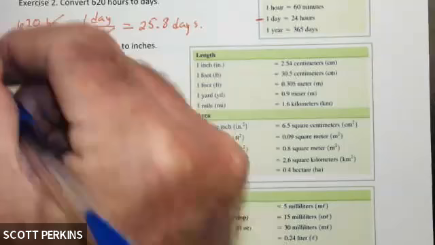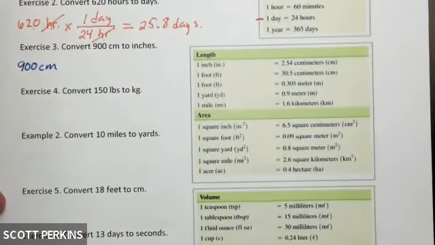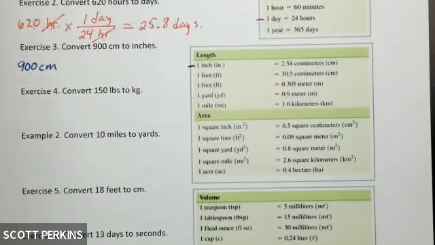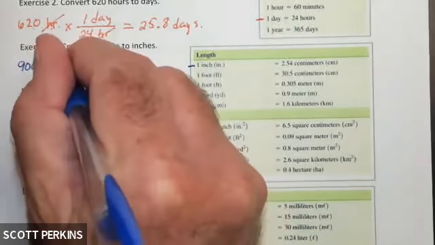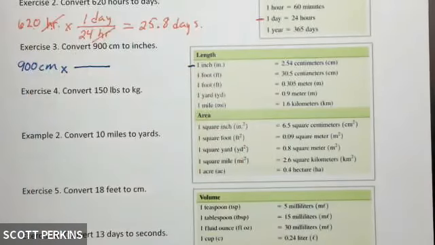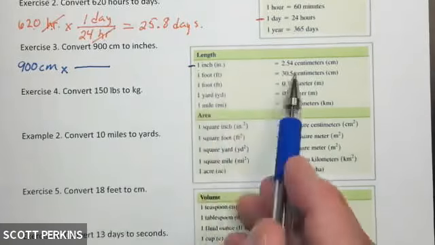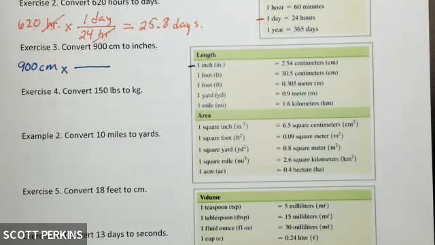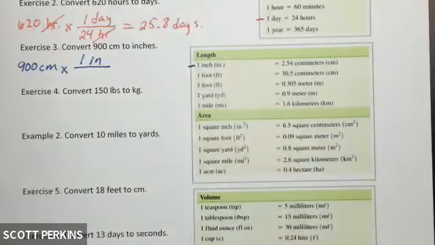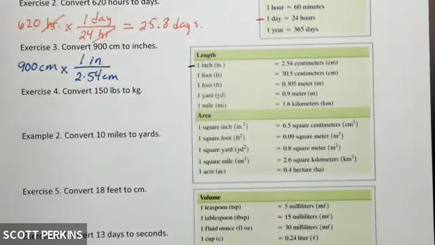All right, here we go. 900 centimeters. So this is a conversion that's probably unfamiliar to most everybody, but here it is right here. 1 inch is 2.54 centimeters. So I'm going to use that information to create a conversion ratio. And so when I do that, 1 inch is 2.54 centimeters. Where am I going to put the 1 inch? Numerator or denominator? Numerator. 1 inch is in the numerator, and the 2.54 centimeters goes in the denominator.